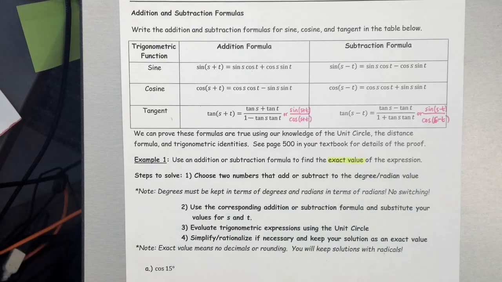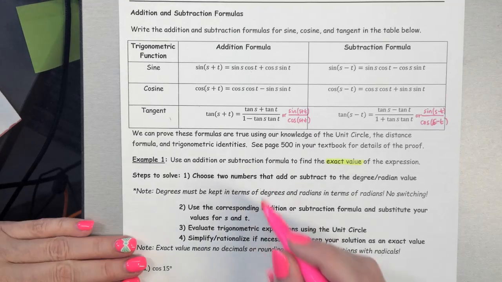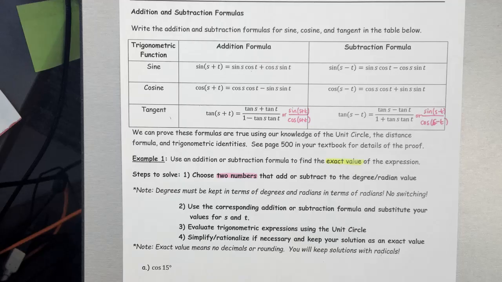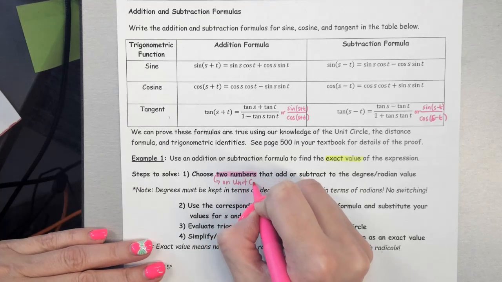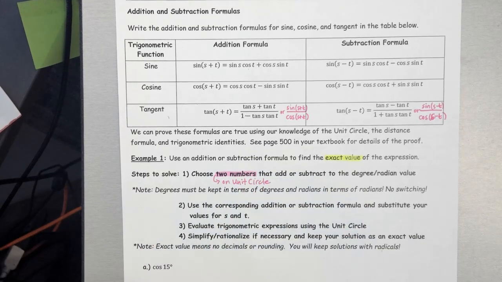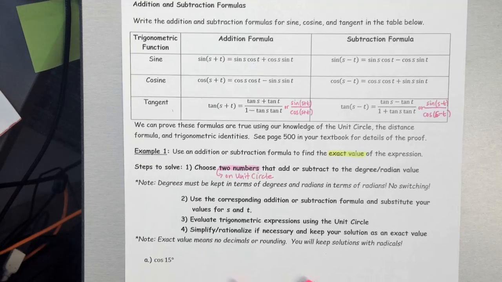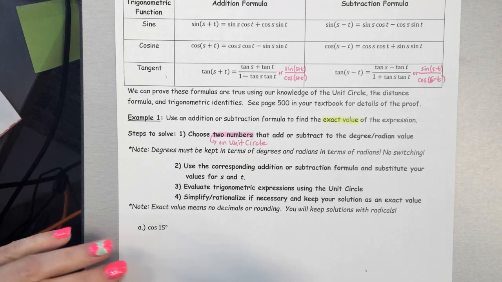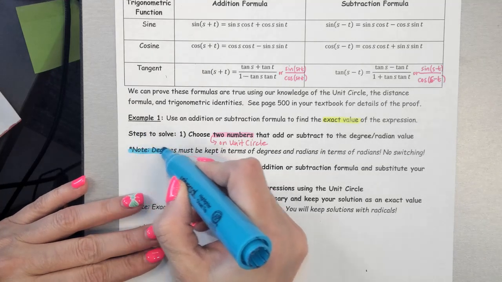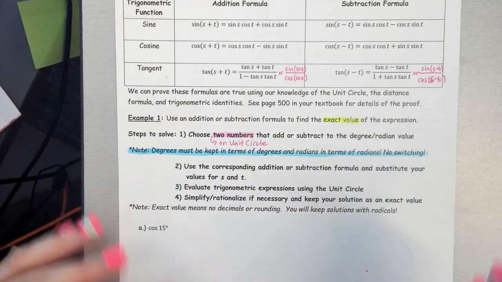So here are your steps for completing that. You want to choose two numbers that add or subtract to the degree or the radian value. So when it says choose two numbers, you're going to choose two values that are on the unit circle. Now, if they give you a value in degrees, you need to keep it in degrees. And then if they give you a value in radians, you need to keep it in terms of radians. Okay, you're not going to be switching those.